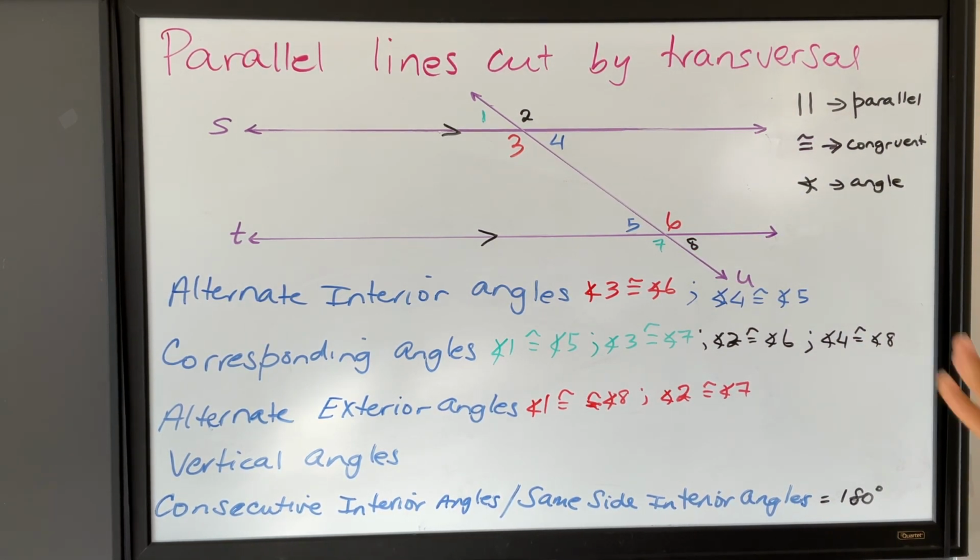Now, you only have 2 pairs of alternate exterior angles, just the same way you only have 2 pairs of alternate interior angles here. Now, vertical angles.